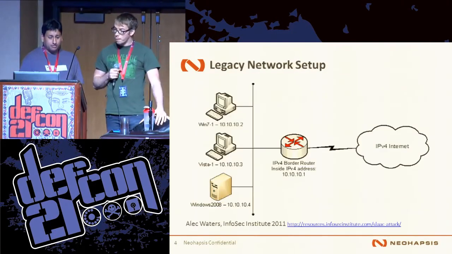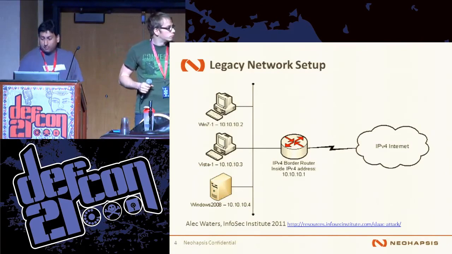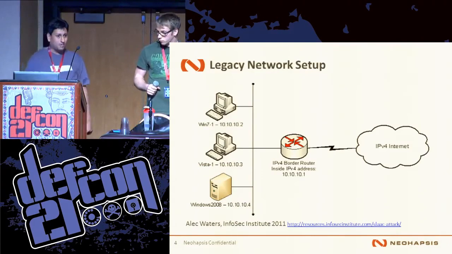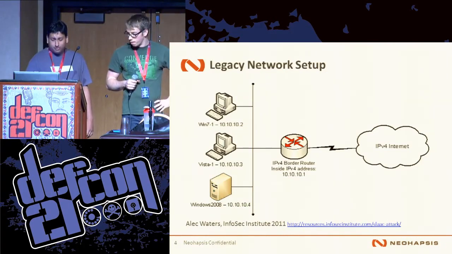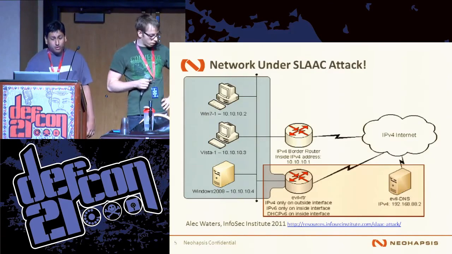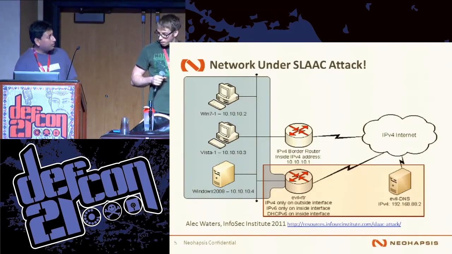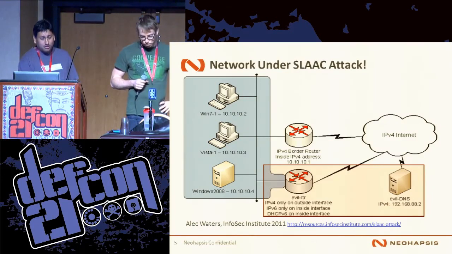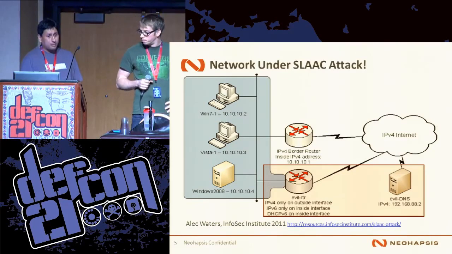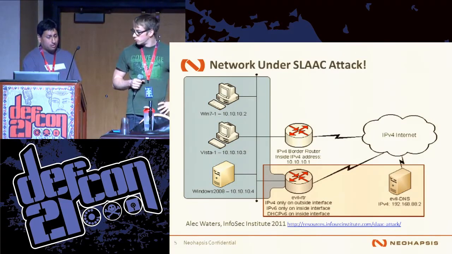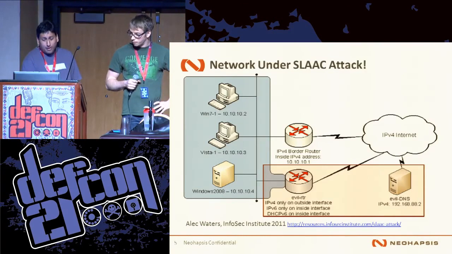Right. And so here we have our plain vanilla legacy network. There's only IP version 4 on this network. There's a router that has DHCP and DNS, and there's no IPv6 anywhere. We also have some hosts here: Windows 7, Windows Vista, 2008. What Alec Waters put together was a guide to create our evil router here in red. There are two nodes here, the evil router and the evil DNS, intercepting traffic. They're running an IP version 6 network, which is denoted in blue, and then passing the traffic through.